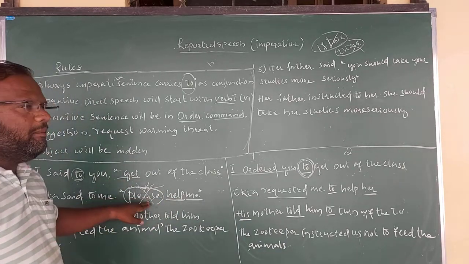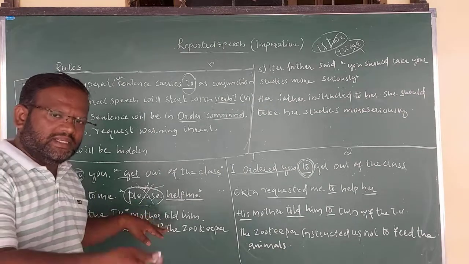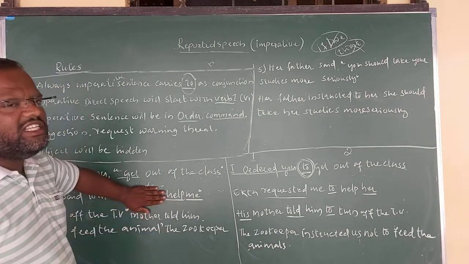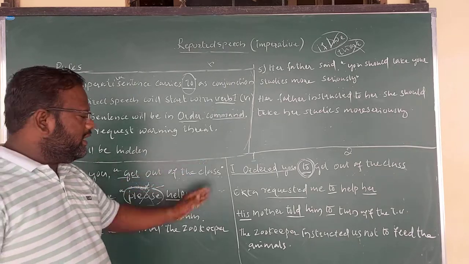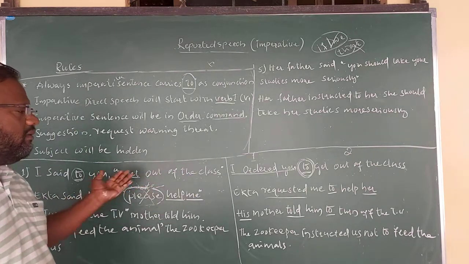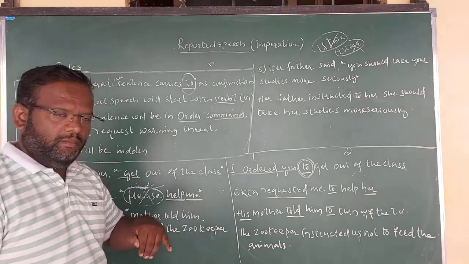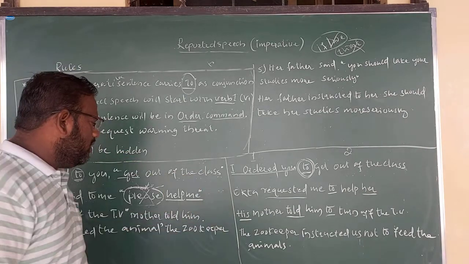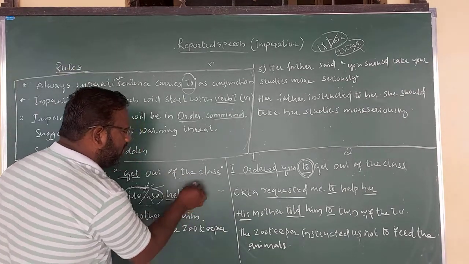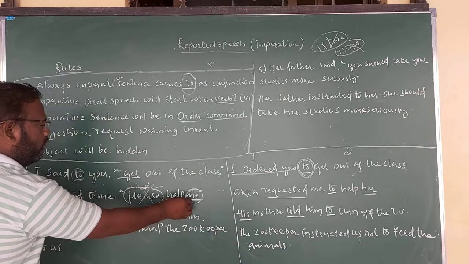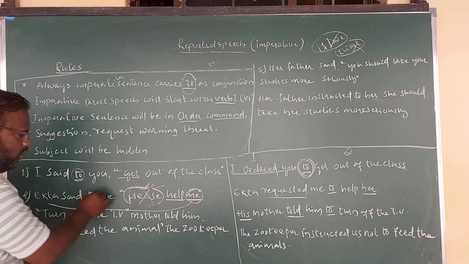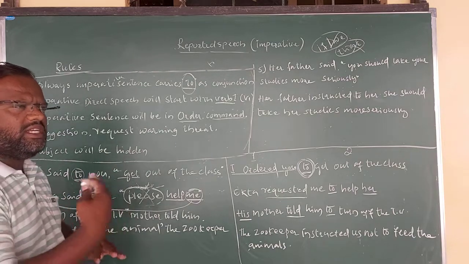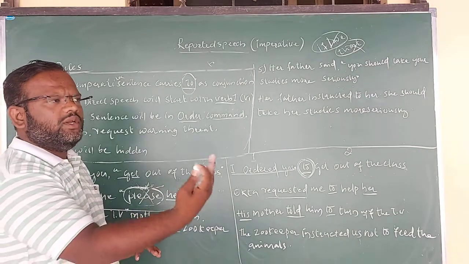It is not at all a part of the sentence. It is just emphasizing. We can avoid this "please" and go ahead. Ekta requested me to help her. "Help me" will convert into "help her", because "me" refers to Ekta. She is requesting to whom? Me, in a sense, it may be XYZ person to whom she is going to talk.